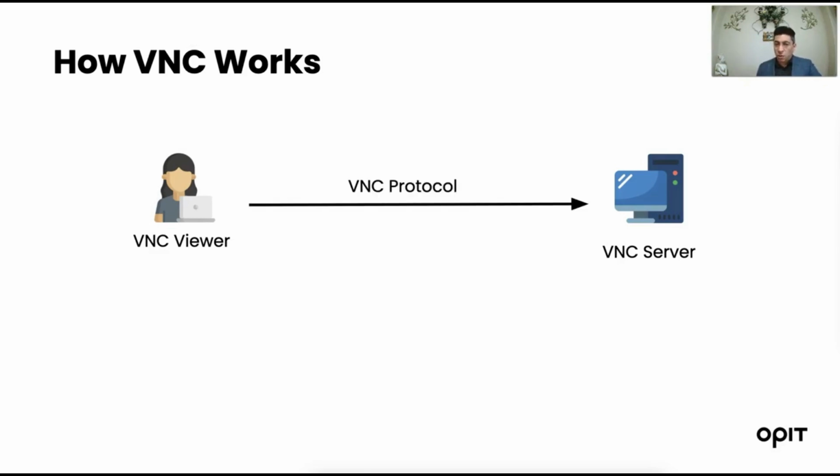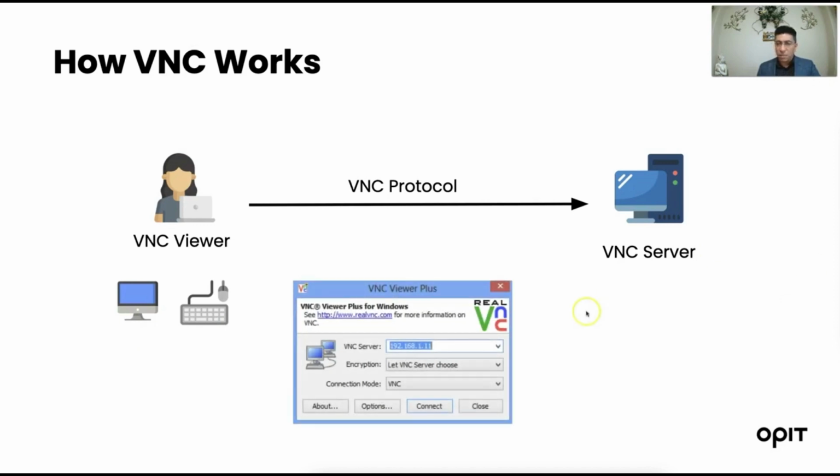You initiate a connection, and once you gain access, you will have full control of the screen, the keyboard, and the mouse. And this is how VNC looks. You put in the IP address, and voila, hit connect, put in the credentials, and you will be able to get in. And you don't have to travel back to New York and interrupt your vacation.